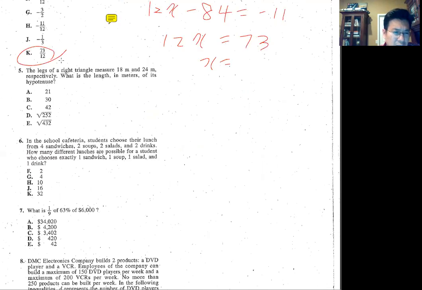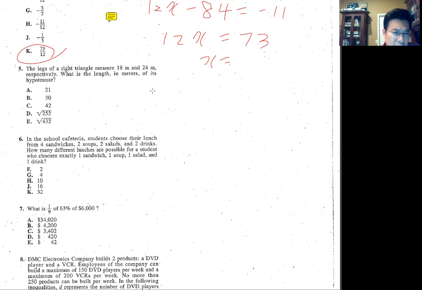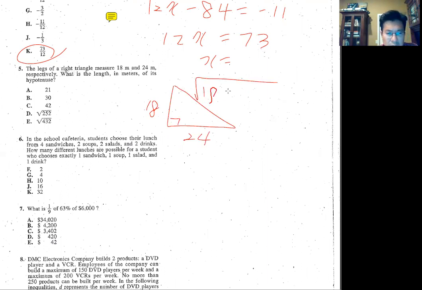The legs of a right triangle measure 18 and 24. Right triangle. What is the length of the hypotenuse? Hypotenuse is 18 squared plus 24 squared. So, 18 squared.